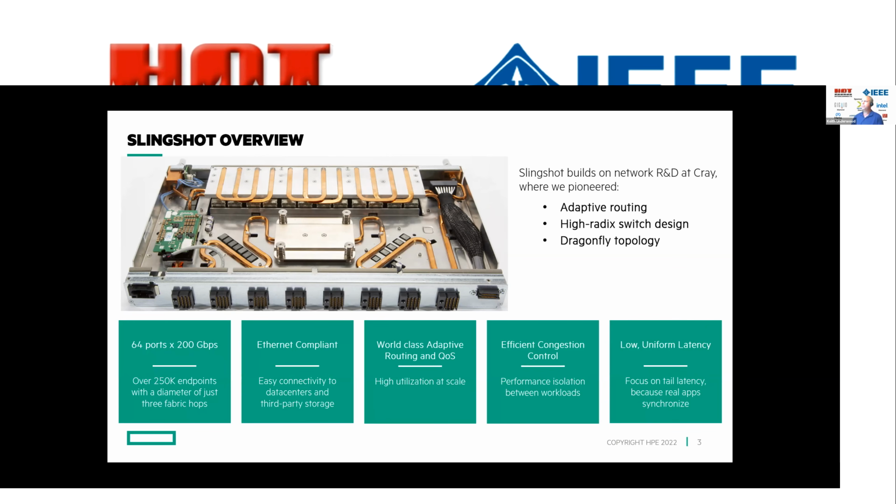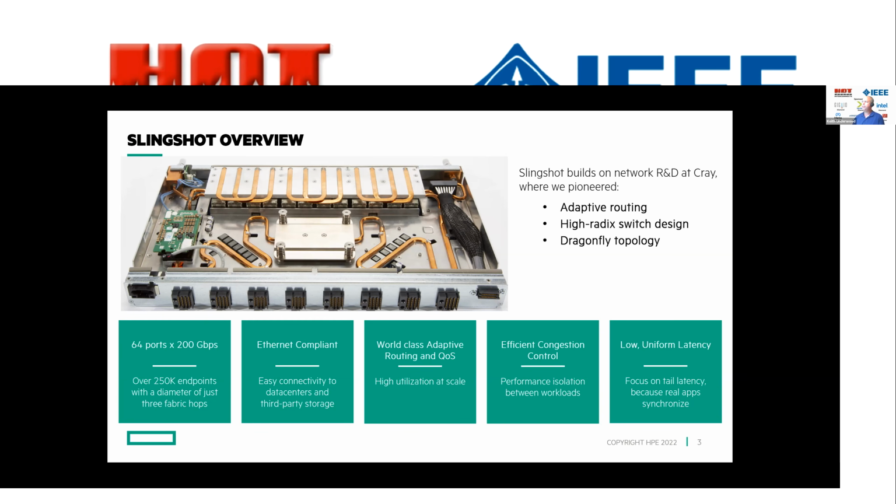Some of our objectives with Slingshot: we wanted to build something that would scale out to a really large scale, so we've got a 64 port by 200 gigabit per second switch. We wanted it to be Ethernet compliant because that gives us the broadest connectivity into the data center. With Slingshot at the edge, you can plug straight into your data center. There's no need for gateways. There's no need for special translations. It just speaks IP out into the data center.